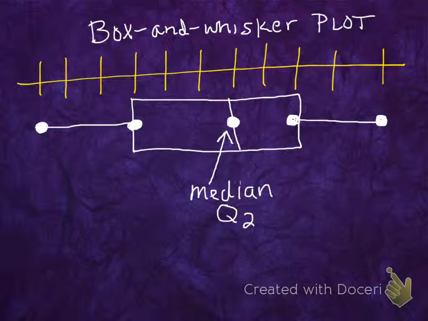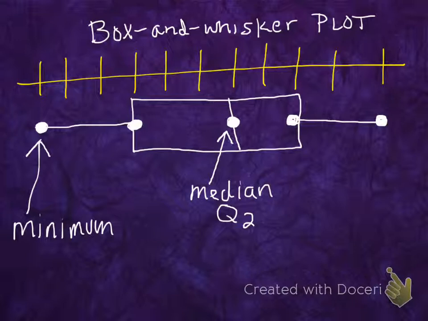Another thing that most of us are familiar with is a minimum and a maximum value. Our minimum value is, you probably guessed it, going to be the first dot. So this is our minimum. And our maximum then is going to be our last dot.